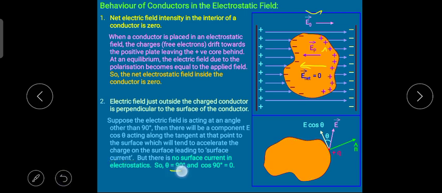That means theta is equal to 90 degrees, cos 90 will be 0. So this case is not possible. That means it is always true that the electric field just outside the charged conductor will be perpendicular to the surface of the conductor. तो जो हमने assumption मानी थी that is going to be wrong.